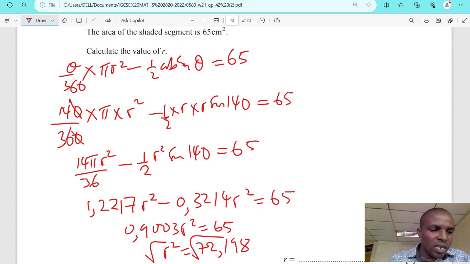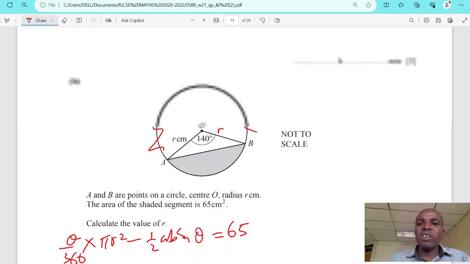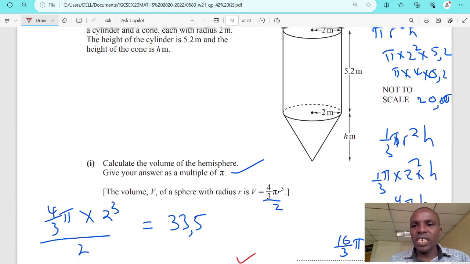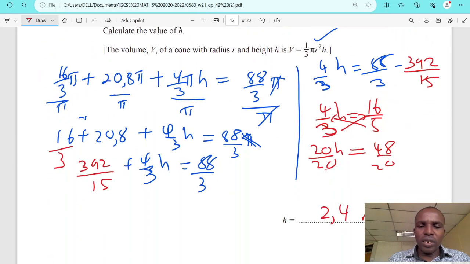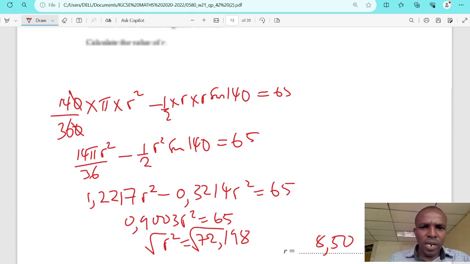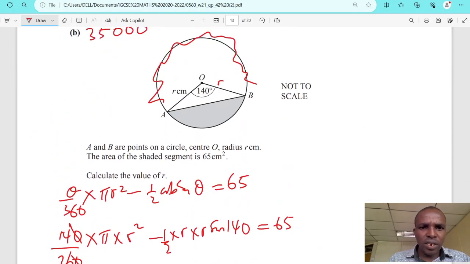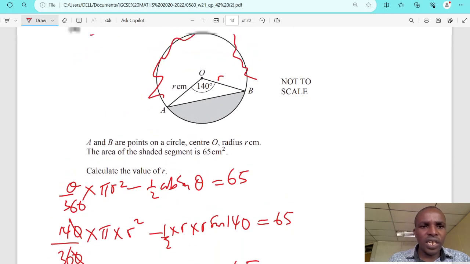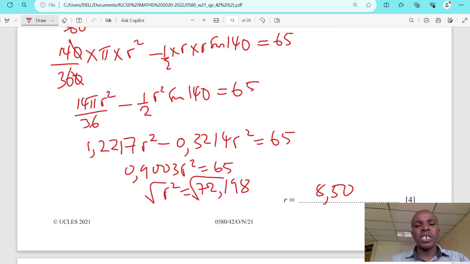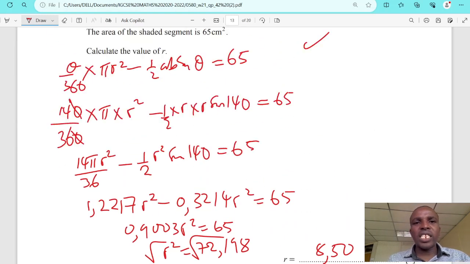Square root of this one is 8.49, so 8.5. 8.50. Right, so that's the value of r. Then we can say done. Let's confirm again. Yeah, that will be your r here. It's here. It's not coming from up there. So that's the answer, 8.50. Then done. Right. Then next question.